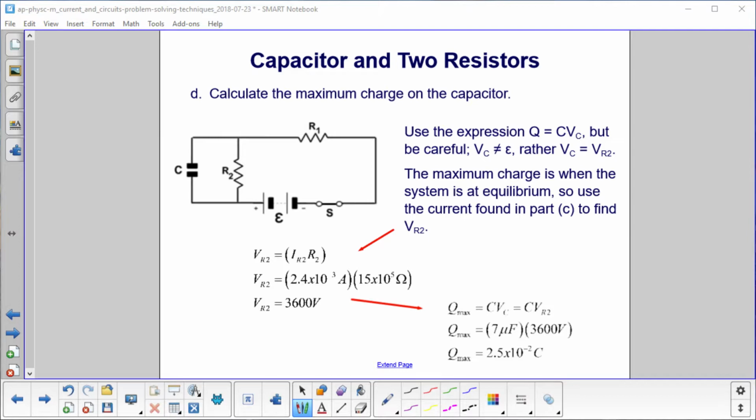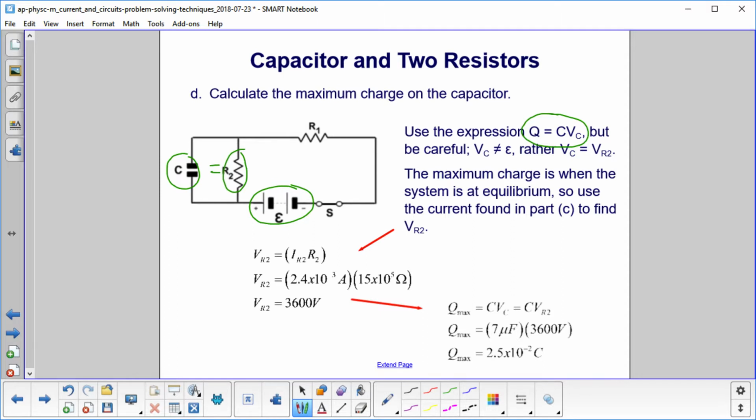Calculate the maximum charge on the capacitor. Well, we're going to use this equation right here, and we need the voltage across the capacitor. But the voltage drop here does not equal the voltage supplied by the battery. And your maximum charge, which is what we're looking for, is when the system is at equilibrium. So we will use the current found in part C to find the voltage drop across this resistor here, because these two guys are in parallel, so their voltage drops will be the same.